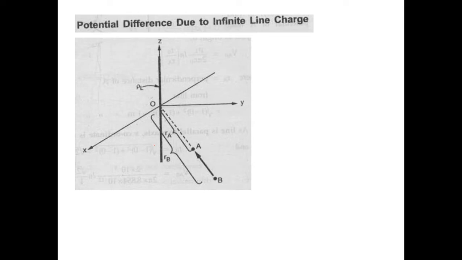So we consider this one, where we have an infinite line charge placed on the z-axis, the same thing we discussed for Gauss law and electric field intensity, right? Now there is an infinite line charge placed on the z-axis as shown here. Now what we are going to do is move one charge from point B to point A in the presence of this infinite line charge, right?